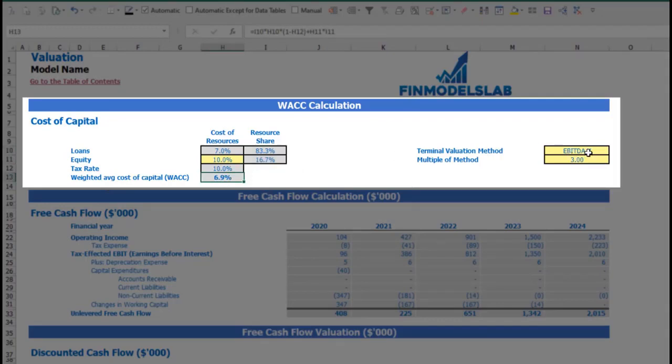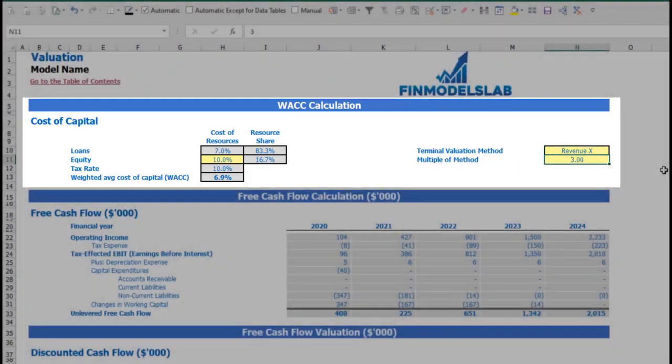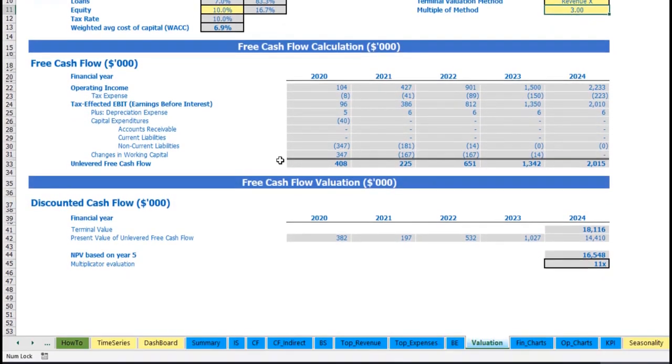In the valuation model there are 2 valuation methods, which are EBITDA multiple and revenue multiple. You may select one of them, and below you may input the multiple of the method. Based on this information, we can see the terminal value, which is calculated on unlevered free cash flow. You may see the present value of unlevered free cash flow, NPV, and the multiplicator evaluation for this particular company.